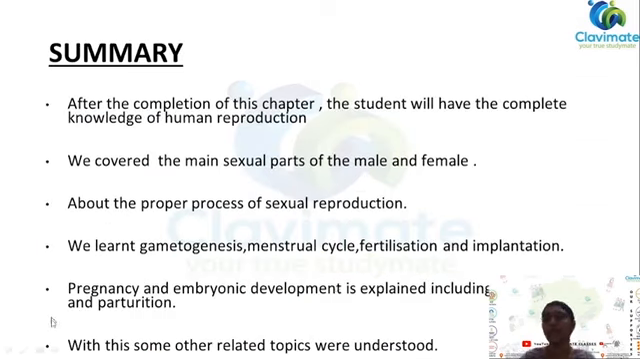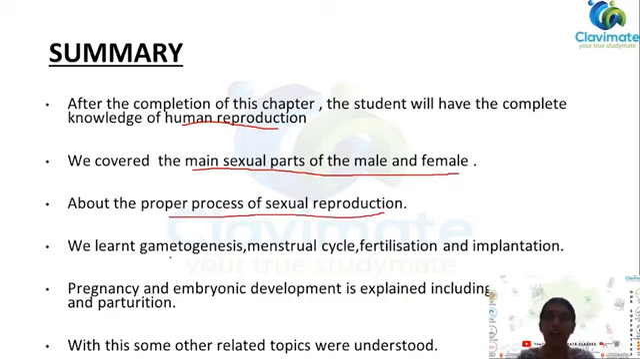And the summary. After completion of this chapter, you will have a complete knowledge of human reproduction. We covered the main sexual parts of the male and female, the process of sexual reproduction, gametogenesis, the menstrual cycle, fertilization and implantation. Pregnancy and embryonic development, lactation and parturition are also explained, and some other related topics are also understood during the study of this chapter.